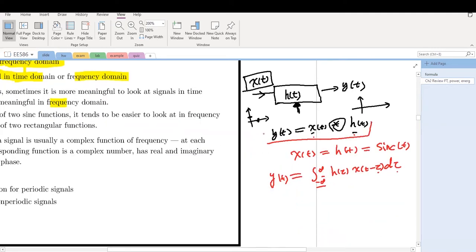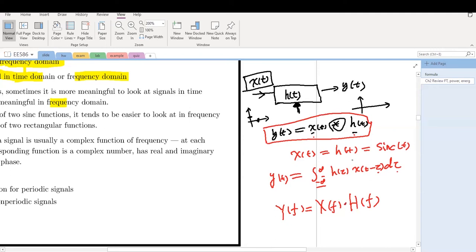Convolution in time is basically a product in the frequency domain. So Y of f equals X of f multiplied by H of f. Convolution in time becomes a product in the frequency domain. From the calculation perspective, the integral is normally harder to evaluate than a direct product, right?